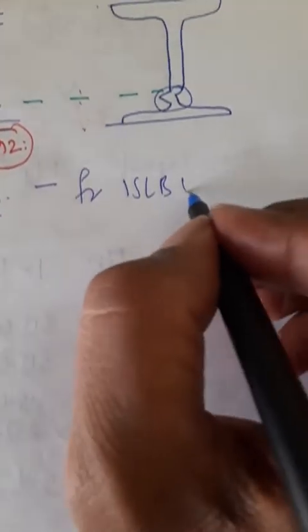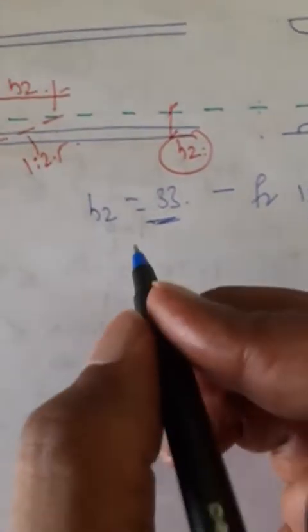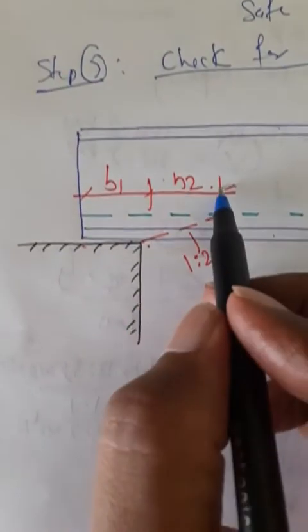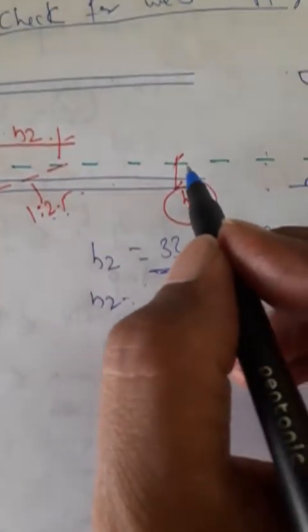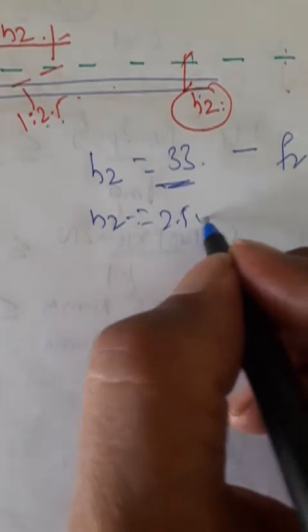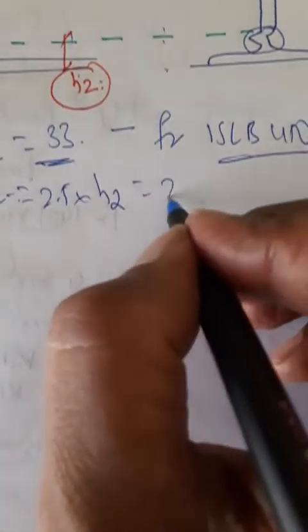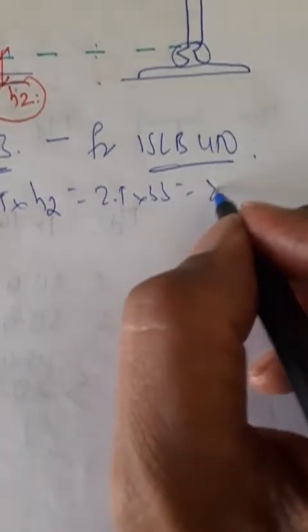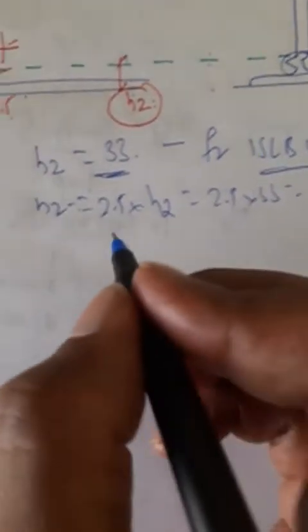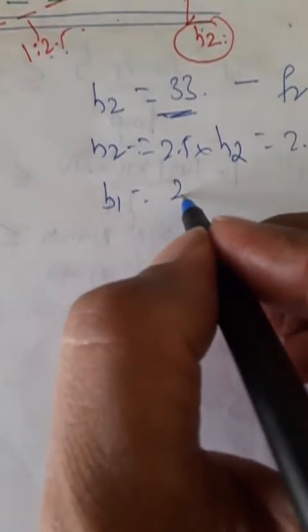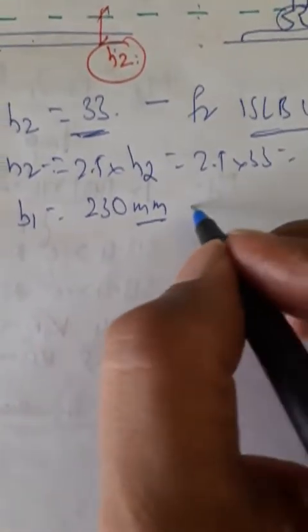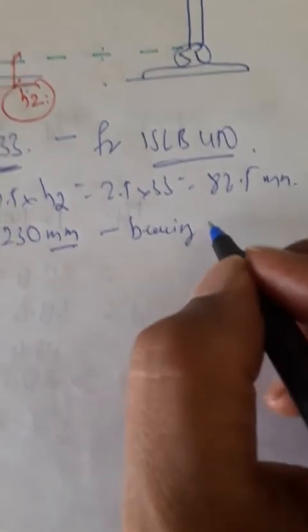So this is for ISLB 450. Next, n2. This height is given by 2.5 into h2. So 2.5 into 33, I get the value 82.5 mm. B1 is nothing but bearing width or support width. Whatever width of the wall you assume, that value is to be taken as B1.